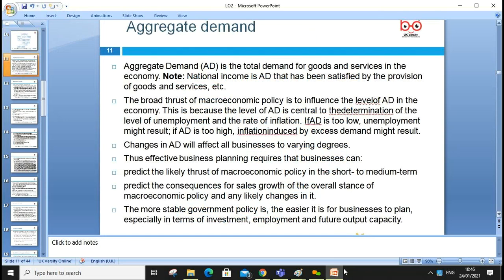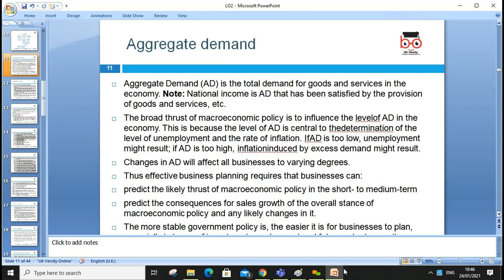Okay. Next, when we're looking at monetary policy, we're looking at aggregate demand. Aggregate demand is the total demand for goods and services in the economy. The national income is AD, aggregate demand, that has satisfied the provision of goods, and the broader thrust of macroeconomic policy is to influence the level of aggregate demand.